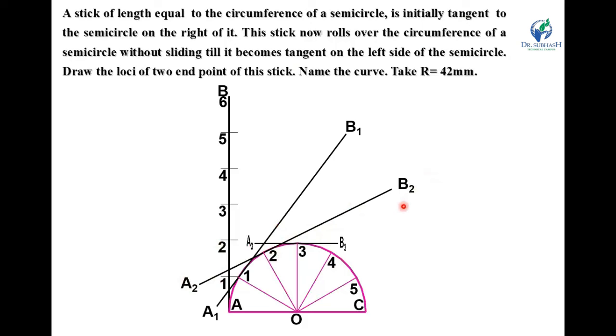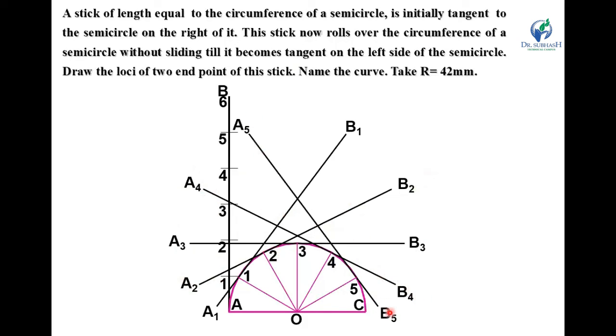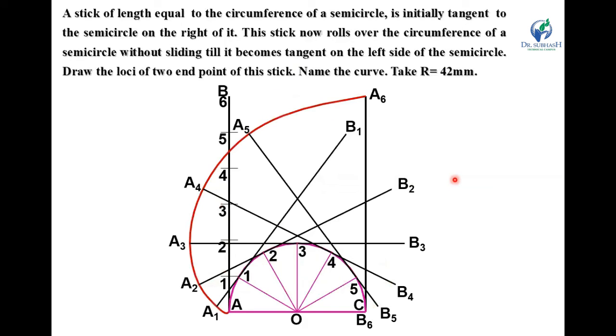Now similarly, another position is A3, B3. So point 3 will match with this point 3. Similarly, you will get the positions A4, B4, A5, B5, and finally you will get A6, B6. Now join all these points A1 to A6 and B1 to B6. So these two curves are known as involutes.